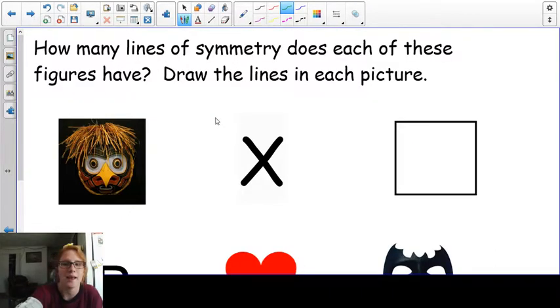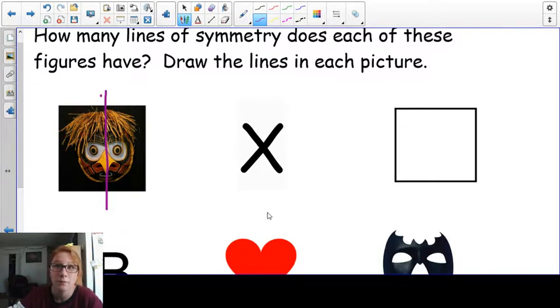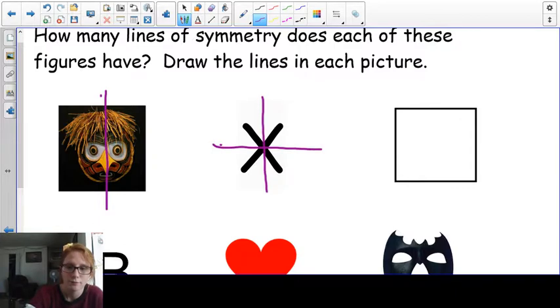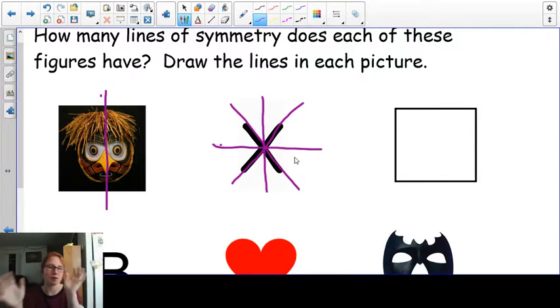So let's go ahead and determine how many lines of symmetry each picture has. We're going to go ahead and draw these lines. So if you're taking a look at that little coconut head dude, that guy just has 1 line of symmetry right down the middle. My X has a line of symmetry here, has a line of symmetry here, and it also has symmetry on each of the diagonals, because if you were to cut those in half, you'd still fold over and be able to create the same looking thing on both sides.